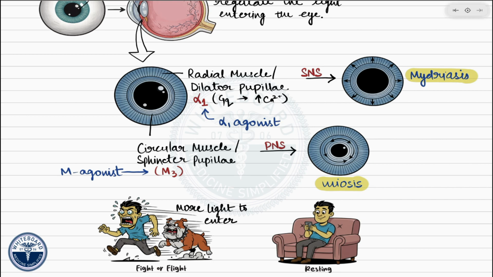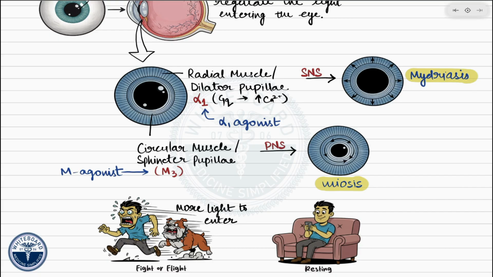However, this leads us to another important concept. So far, we have focused on receptor stimulation as a way of changing pupil size. For example, stimulation of M3 receptors produces miosis, while stimulation of alpha-1 receptors produces mydriasis. But receptor stimulation is not the only way to produce these effects. Think about it logically.